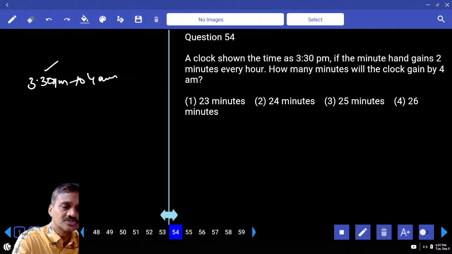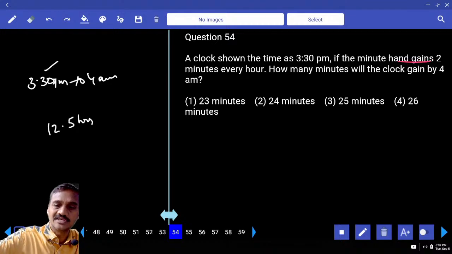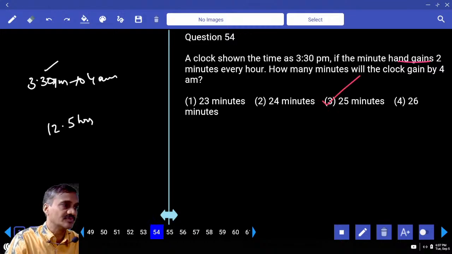Now if you take this, 4 p.m. to 4 a.m. is 12 hours, and with the half hour it is 12 and a half hours. Total number of hours is 12 and a half. In 1 hour, how much is it gaining? 2 minutes. And 12 and a half hours, 12 and a half into 2 is 25 minutes. So choice 3, question number 54.